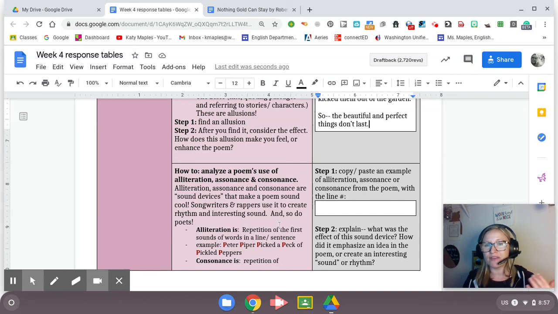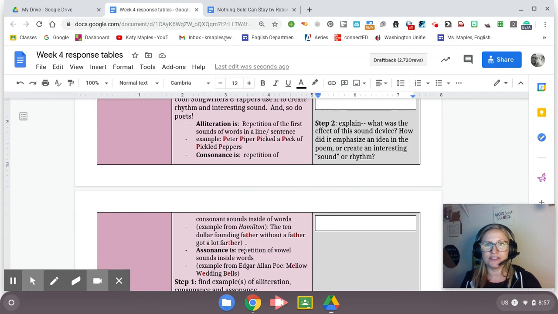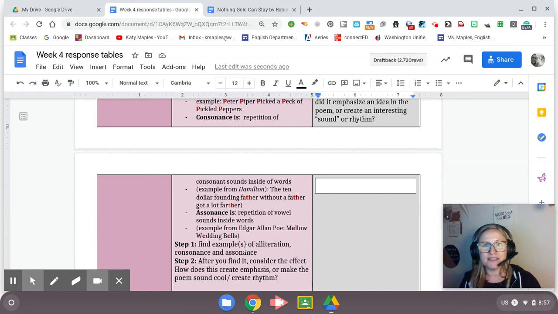If any of you are fans of rap, go pull up a rap song that you like, and you will see that alliteration, assonance, and consonance are used tons in music, okay? Alliteration is when the first sound of words repeats, like Peter Piper picked a peck of pickled peppers. That p repetition is alliteration. Consonance is when consonant sounds inside of words repeat.